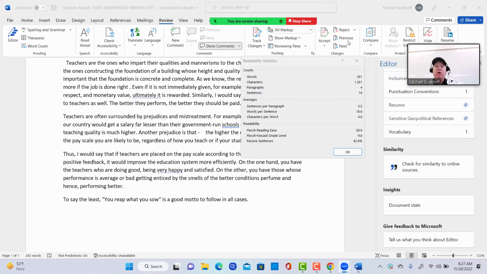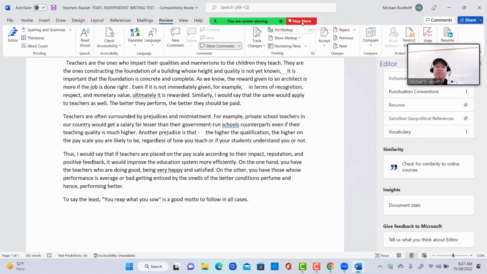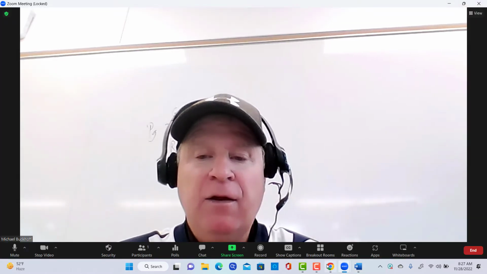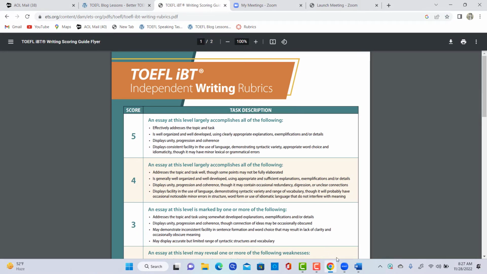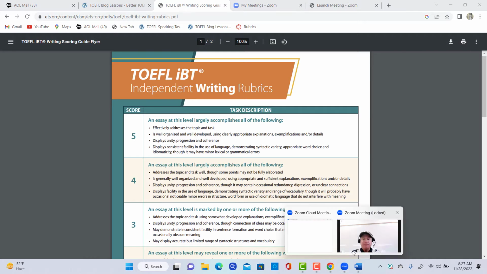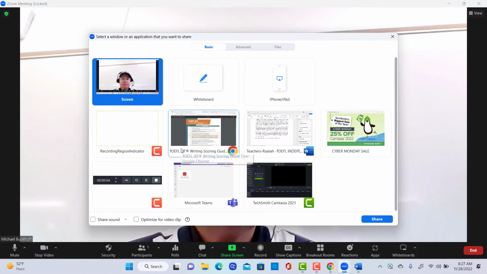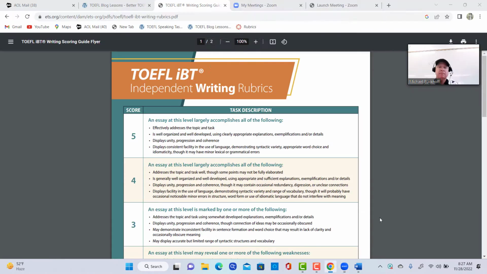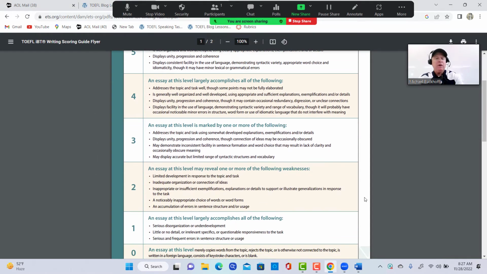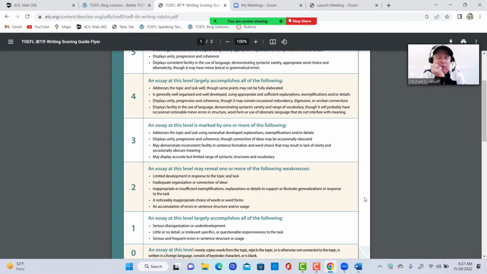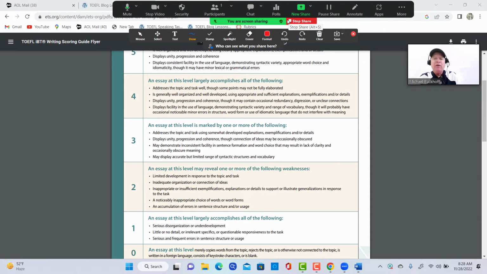Okay, the next thing is, what is your score? Okay, let me go over to the rubrics here. Let's see what we have. Okay, I'm looking at it right now. You're between, I'm going to say, between 2.5 and 3. Yeah, I'm thinking probably in the 2 area more than in the 3 area.